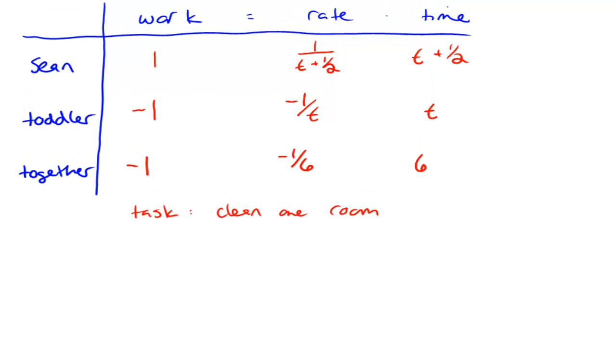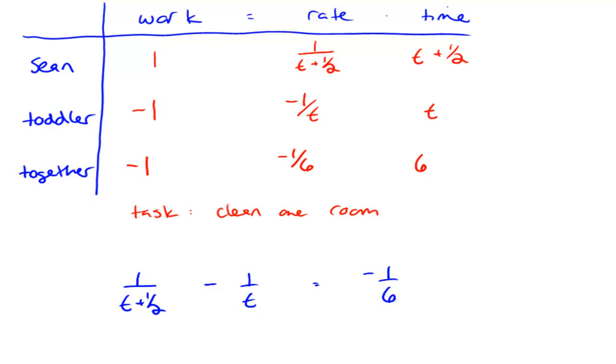There we go. Now because they're both working for the same amount of time, I can just add their rates. So my equation will be Sean's rate, which is 1 over t plus a half, plus the toddler's rate, which again is negative, is equal to their rate together, which is negative 1/6. And if you like, you can stop and see whether or not you can solve this equation for yourself. Let's pause and take a look at it.